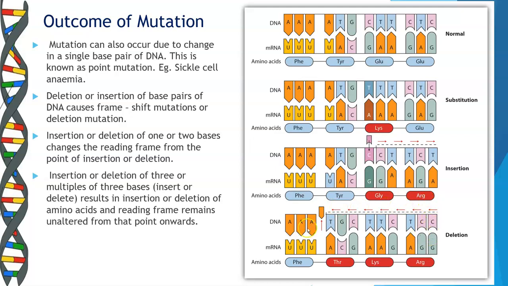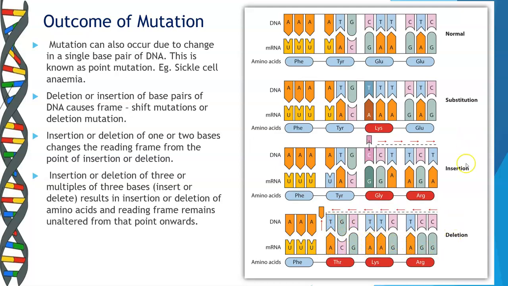Students, the next example: see the structure of your DNA. Here you will see that there is a deletion. One of these bases is removed. This A is removed here. This process is called deletion mutation, where one of the bases is removed. Again, because of this, the resultant codons are changing.